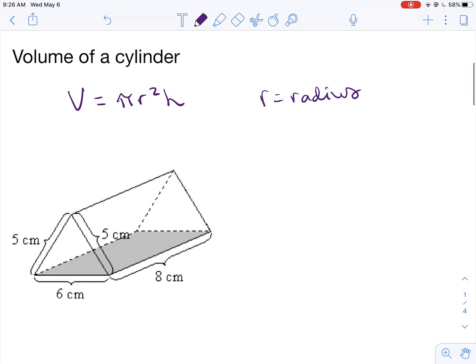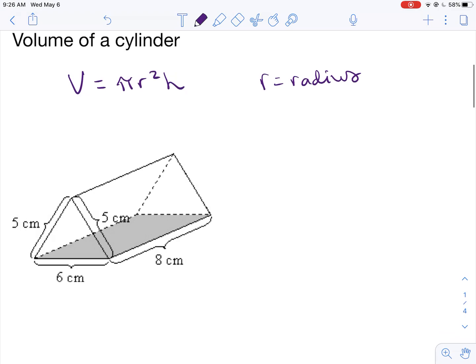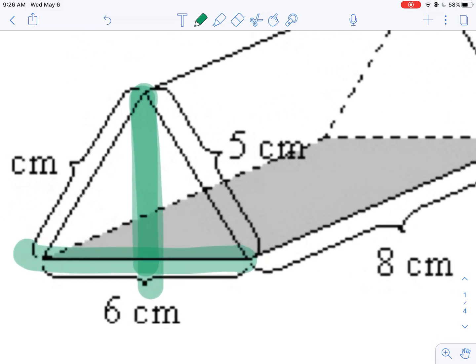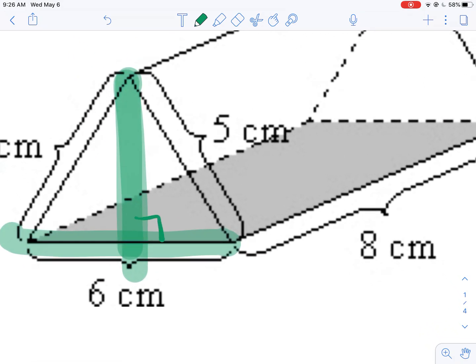All right, so let's dive right in. We've got a prism here. Again, if we can say the name of the figure, we can identify the shape of the base. This is a triangular prism. So I need the area of the base and I need the height. Area of the triangle, height of the prism. Area of the base, 1/2 base times height. So that means that I need the length of this base and I need the height of this triangle. That means that this is going to intersect at 90 degrees.